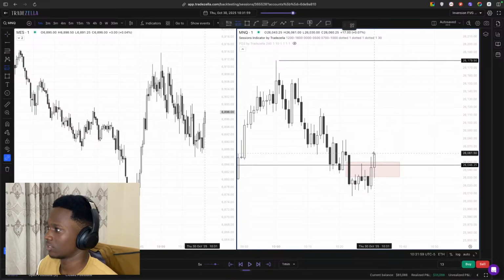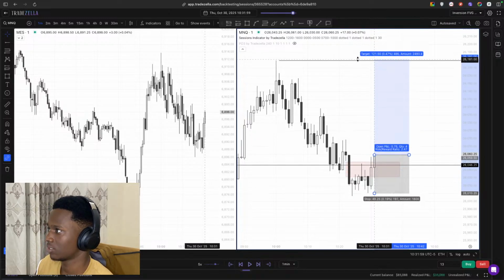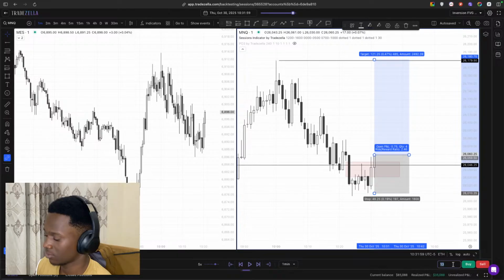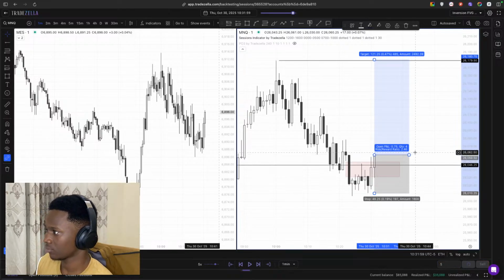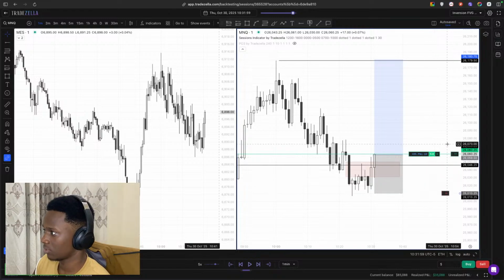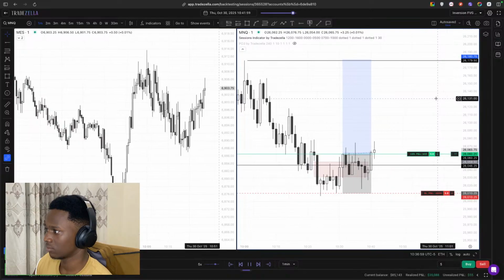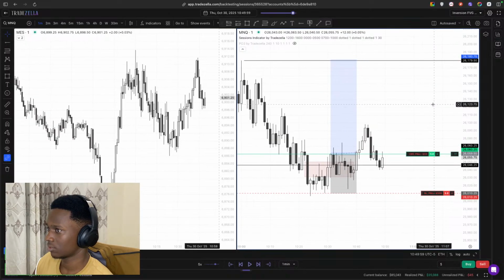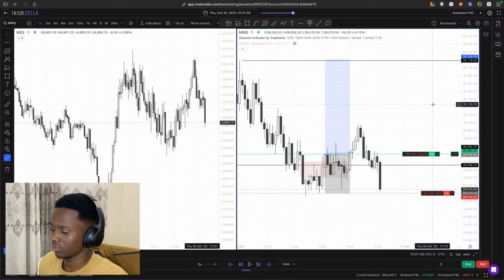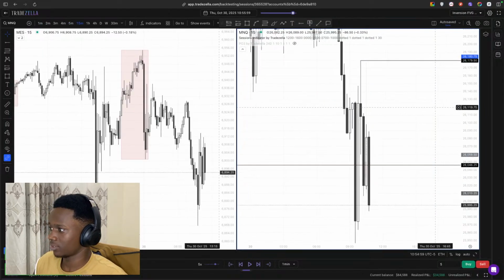So I'll be taking in longs right there, stop at this low right here and take profit at this high, and that will be 5 micros. Stop at the low and then take profit at the high. It's crazily moving. Looks like we're gonna get stopped out. Yep, we're on a crazy losing streak.